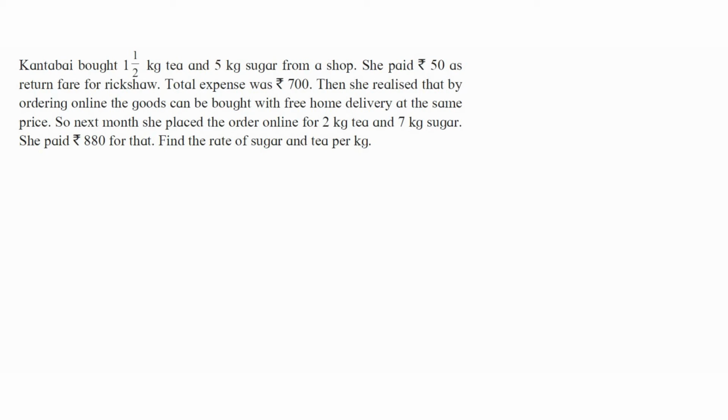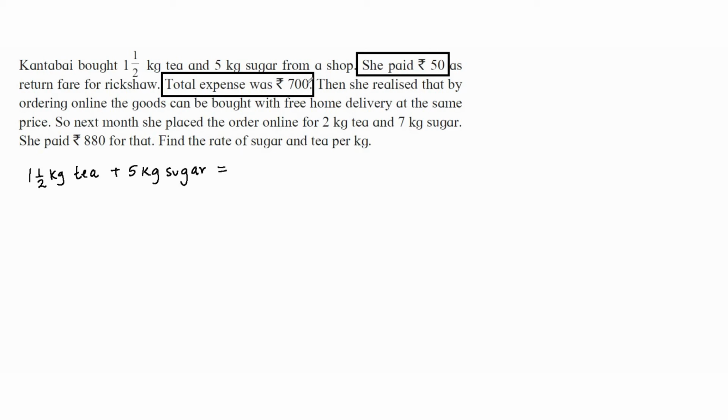Let me first note down something that's very important. The total expense was 700, of which she paid 50 rupees for the return fare. So the 1.5 kg tea and 5 kg sugar that she bought actually cost not 700 but 700 minus 50, because 50 rupees was paid for the return fare. Therefore, this will cost rupees 650. This is my first equation.